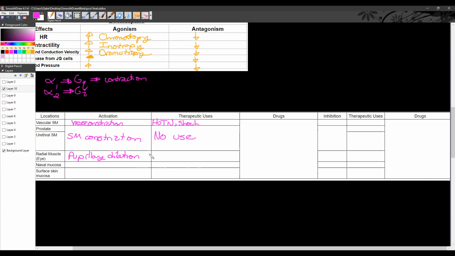Which means that we're going to be opening up the eye, which is useful for things like a retinal exam. And then finally, in the nasal mucosa and the surface skin mucosa, what is going to happen to those blood vessels? Are we going to constrict them, or are we going to dilate them? Constrict. So for the nasal mucosa, what use could we have in vasoconstricting the blood vessels, specifically in the nose? Nasal congestion.